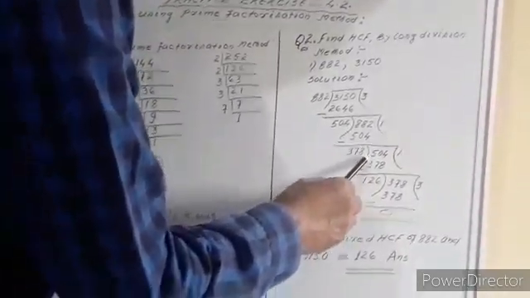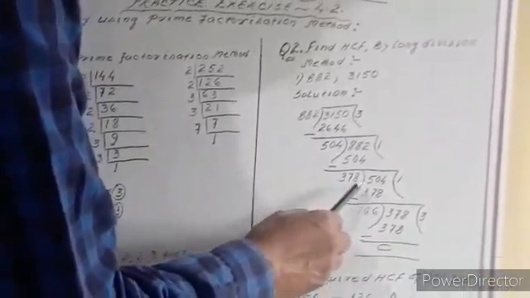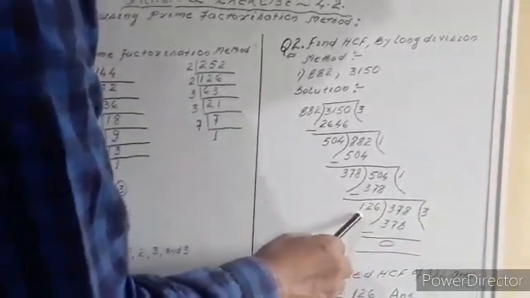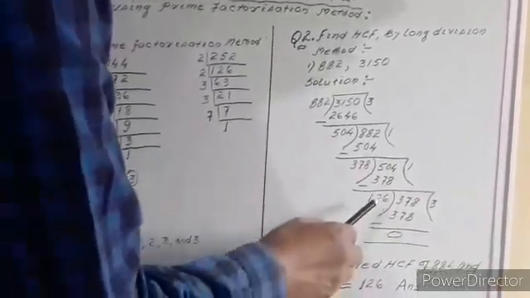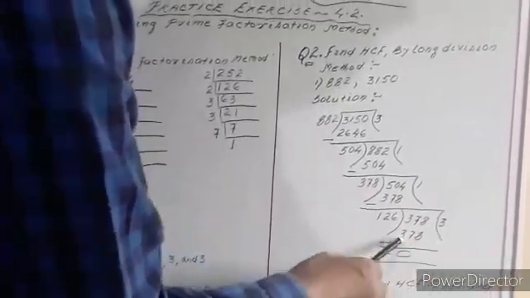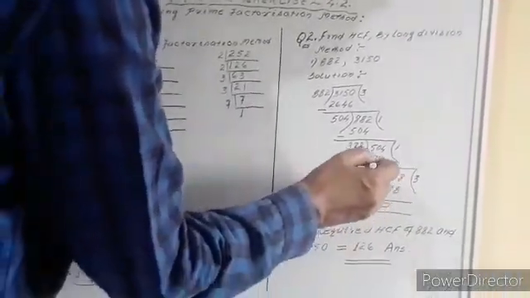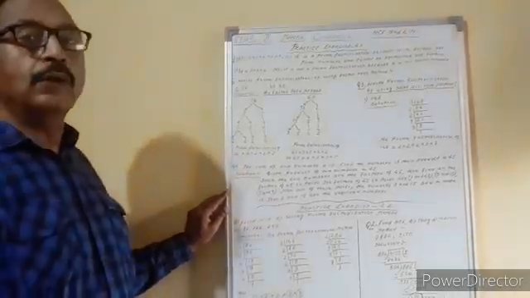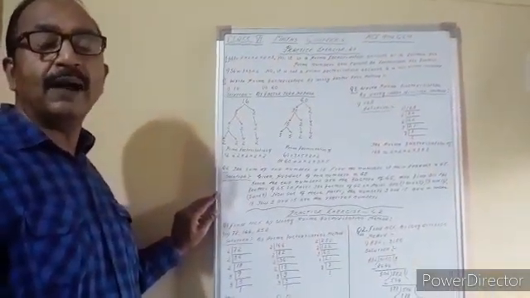After subtracting, we got 378, and with that 378 the previous divisor 504 is divided to get 126. Here after subtracting we got 126, and 126 goes 3 times to get 378. So as I said yesterday also, this last divisor is the required HCF. That's all for today. Try to do these 2 exercises in your copy as early as possible.